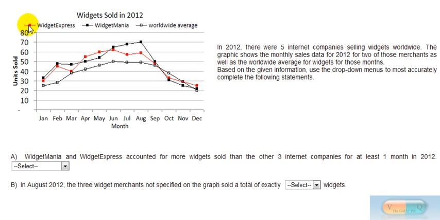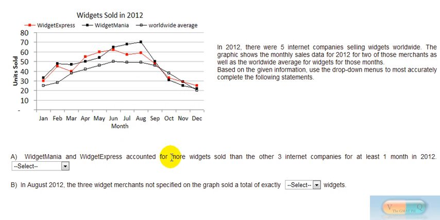That's basically this red guy and the black guy. And based on the given information, fill in the drop down. So Widget Mania and Widget Express, these 2 data sets. So you know these 2 sets represent only 2 of the 5 total sets. There's actually 3 remaining sets that are not graphed.